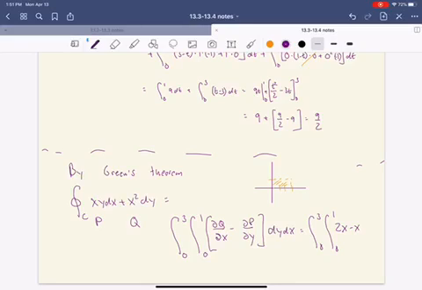If you do that integral out, which isn't too hard, it's going to be 9/2. All right, so that was Green's theorem.